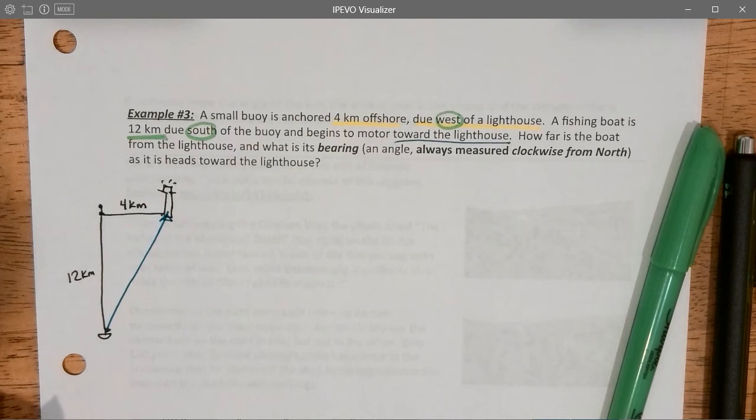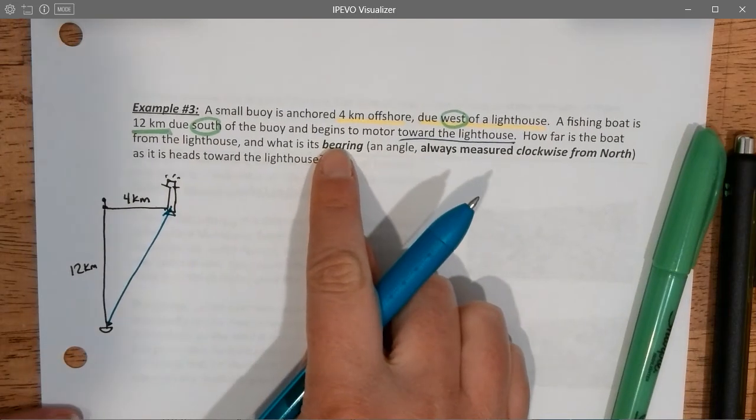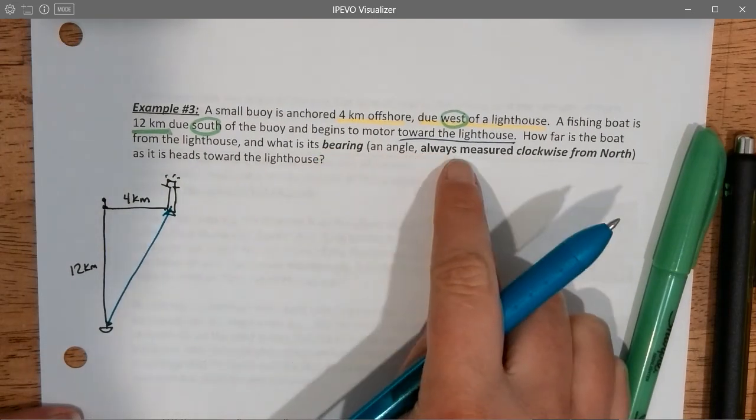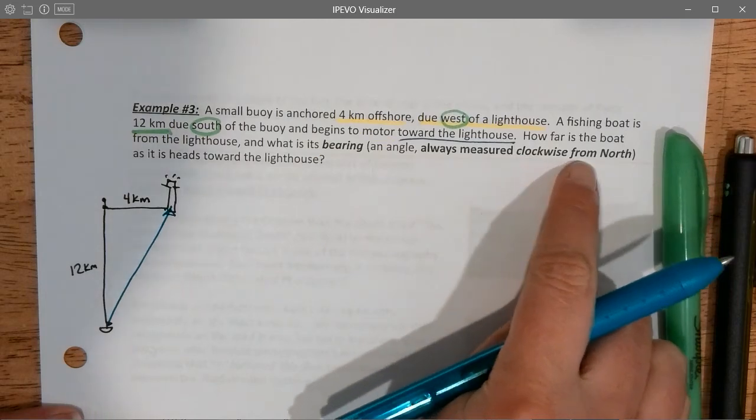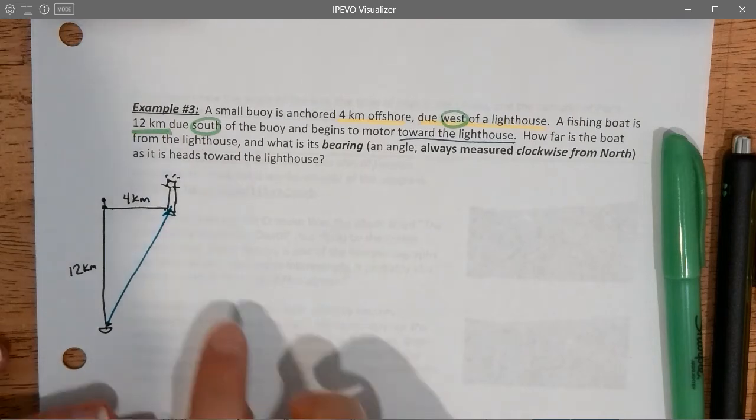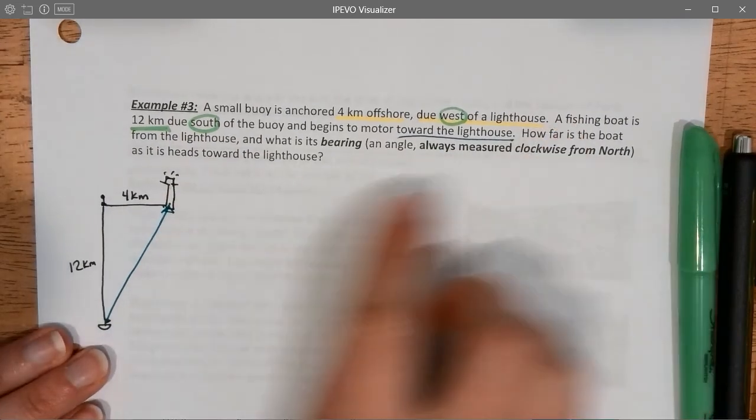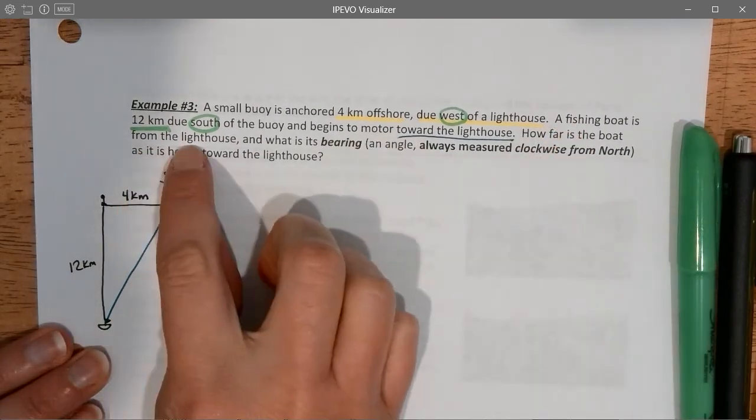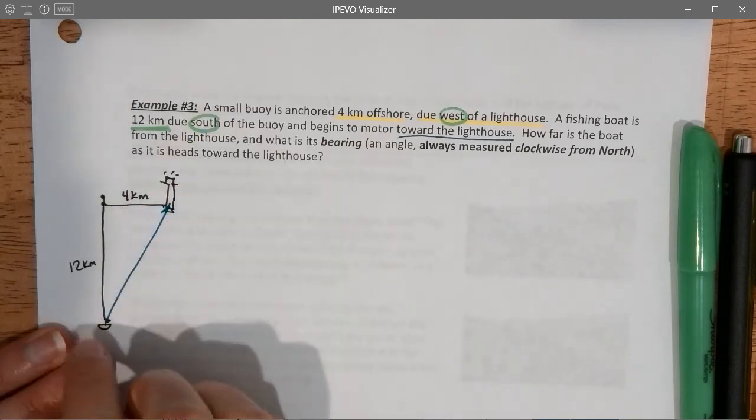How far is the boat from the lighthouse, and what is its bearing as it heads toward the lighthouse? Okay, bearing. We'll talk about bearing in a second. It's an angle, but it's always measured clockwise from north. So we'll have to talk about that in a moment. Navigation uses interesting terms. All right. So how far is the boat from the lighthouse as it just begins? So that's the distance now.